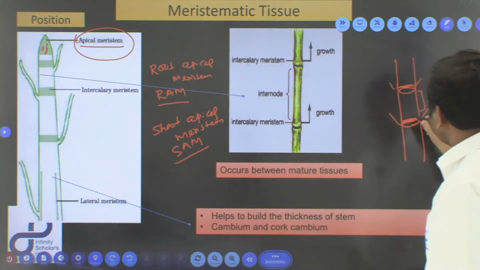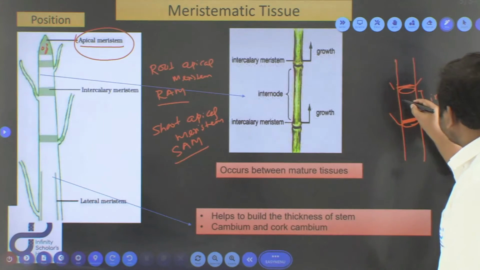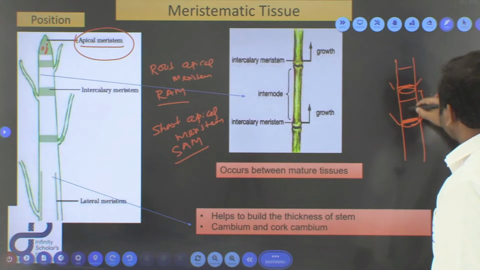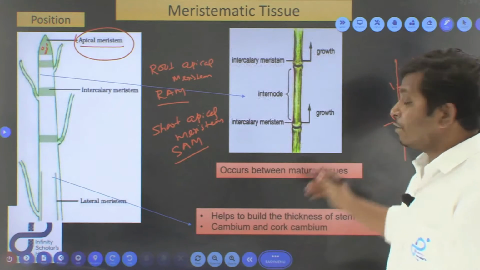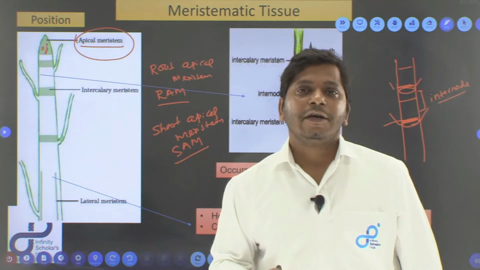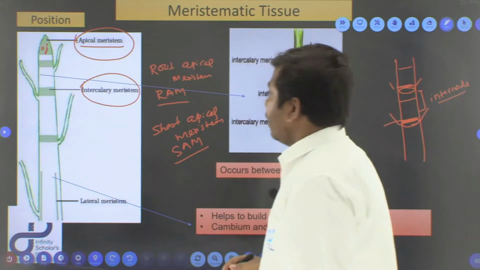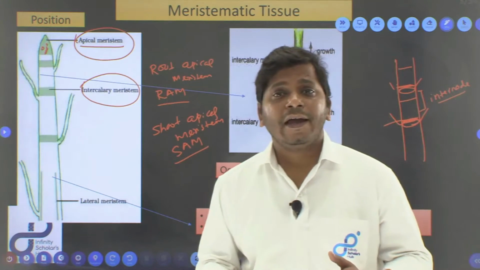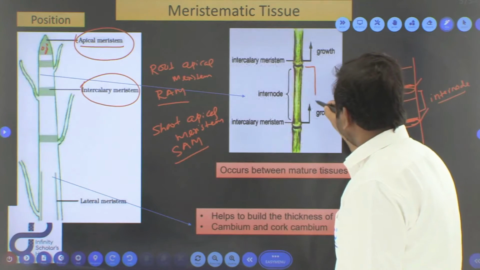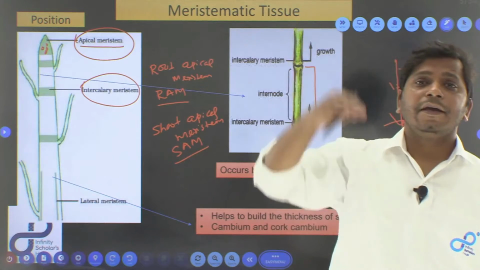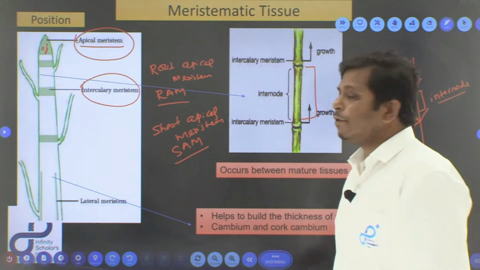Why is it called intercalary meristem? Because it is present in between the permanent tissues. This is a permanent tissue, this is a permanent tissue, and this meristematic tissue is present in between the permanent tissues. That is why it is called the intercalary meristem. And this is going to help in the elongation of the internodal distance. The internode distance will be increased significantly due to the growth and division of the intercalary meristem.